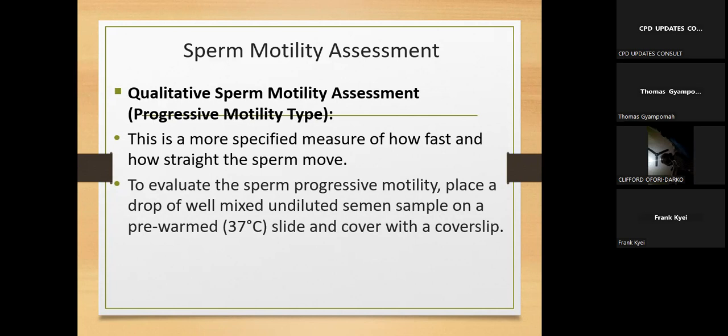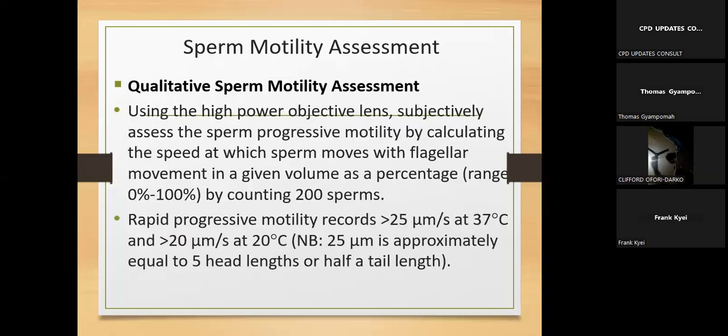Good. So to evaluate the sperm progressive motility, place a drop of the well-mixed undiluted semen sample on a pre-warmed slide. And pre-warmed here means that probably if you have a warm plate, then the slide should be on it so that there will be no changes in the movement. And then also apply your cover slip. Still on the qualitative movement, of course, using the high power objective lens, subjectively assess. So this is the element of subjectivity.